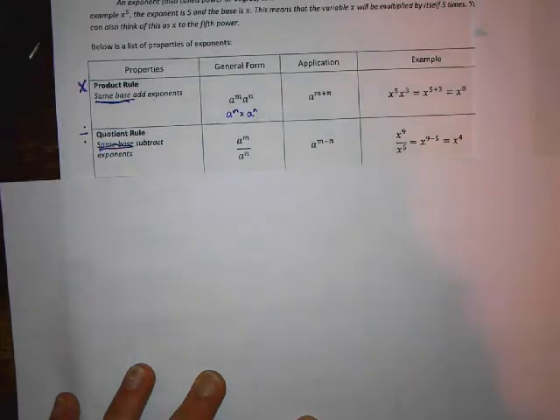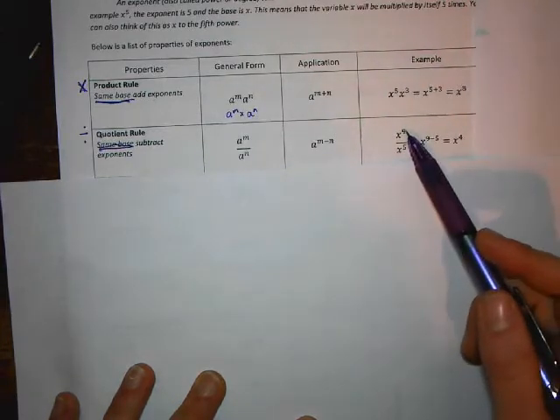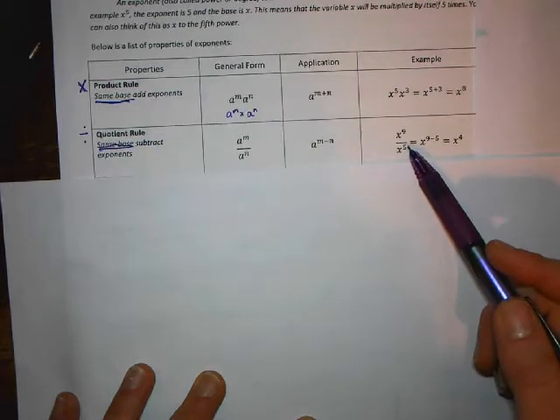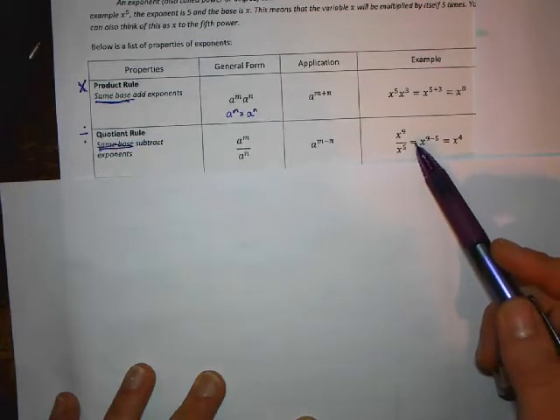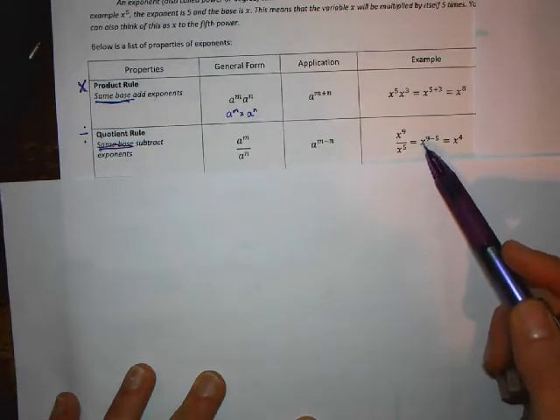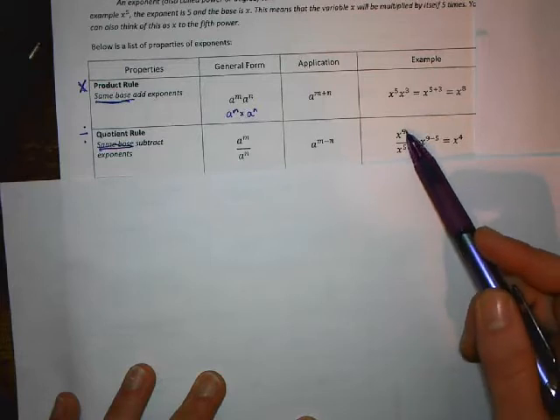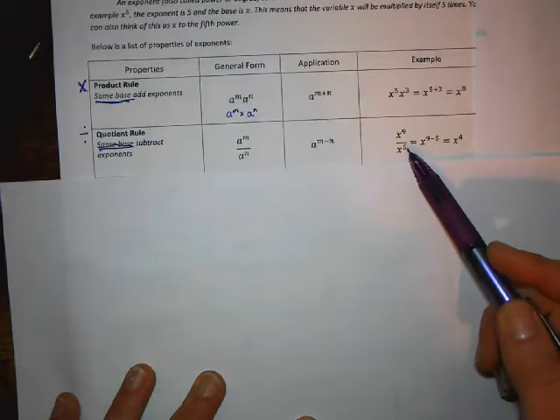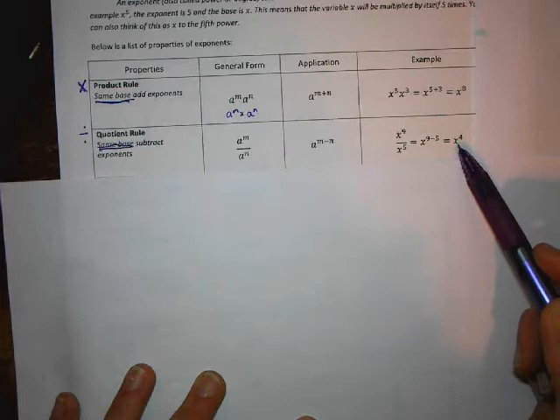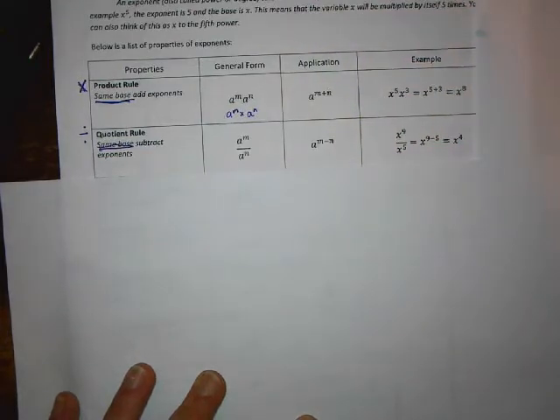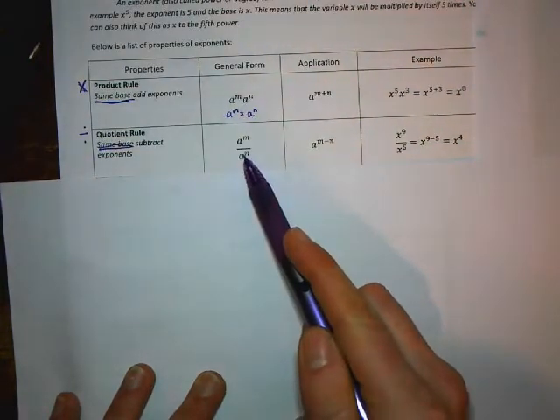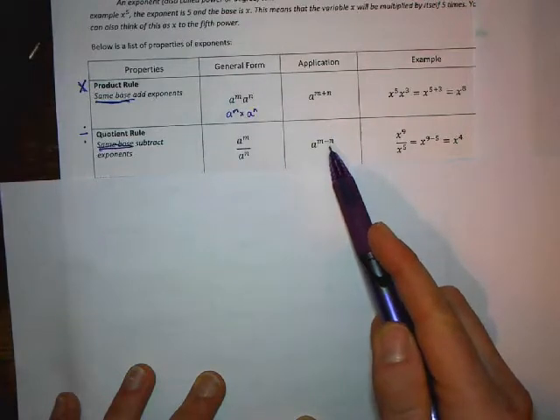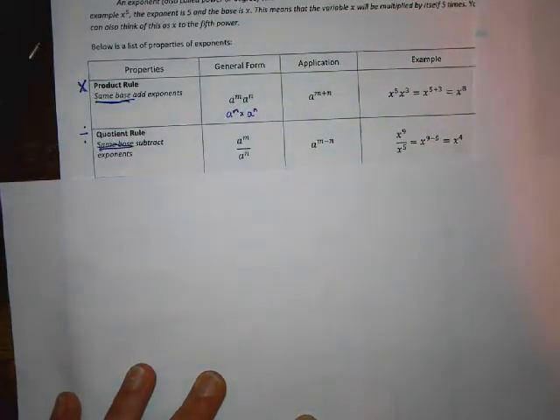So an example is we have x to the 9th power divided by x to the 5th power. And we can combine and create one base and subtract the top exponent from the bottom exponent, and we simplify it to x to the 4th power. So when we see division, we are going to subtract the exponents.